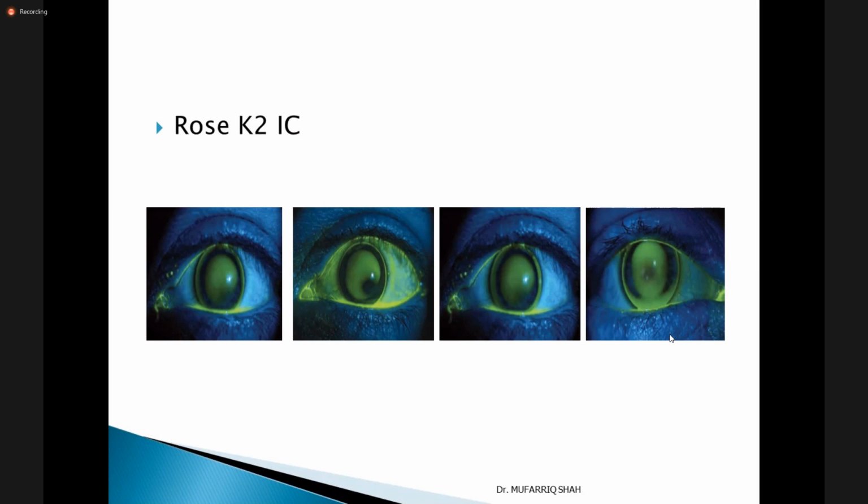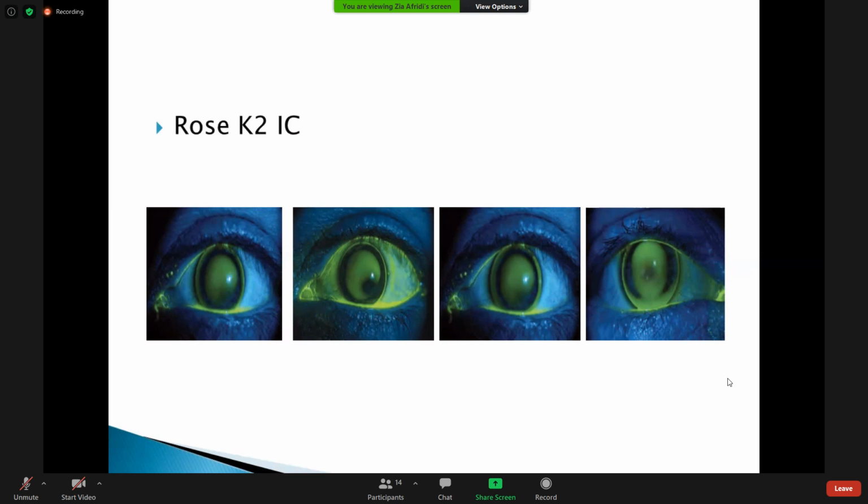We have already discussed that in these two cases, in cases of IC and in cases of PG, you will see the central pooling greater as compared to the Rose K2 KC and the Rose K2 NC lenses. So as compared to these two types, in cases of Rose IC lenses and Rose PG lenses, the central pooling is 0.1 to 0.2 millimeter.